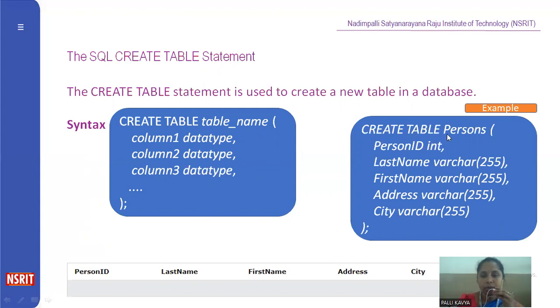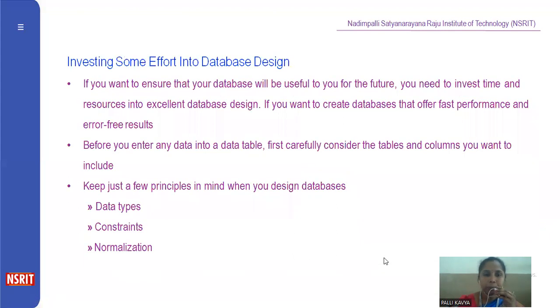Create table, my table name is persons. The first column name is person ID, which is an integer data type, and the last name should be a varchar. First name varchar, address varchar, city varchar. Based on the syntax, I considered one example. If you execute this particular command, the table looks like this: person ID, last name, first name, address, and city. So, investing some effort in the database design.